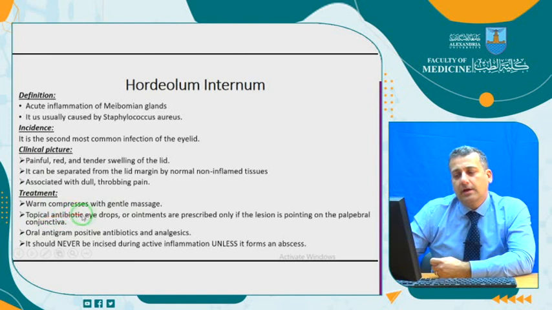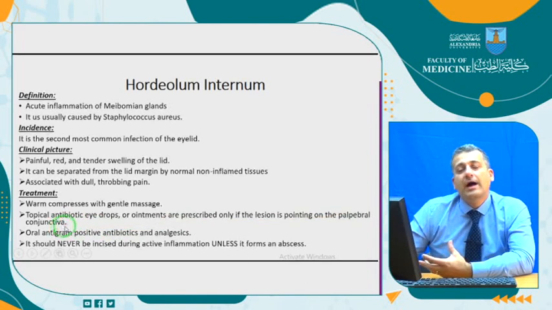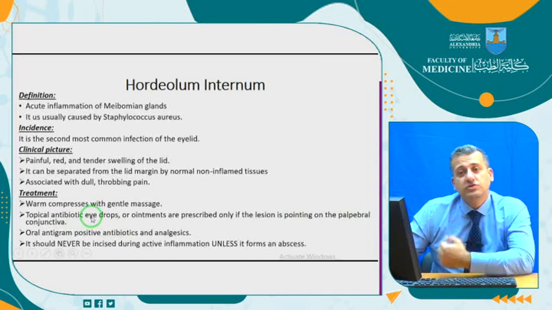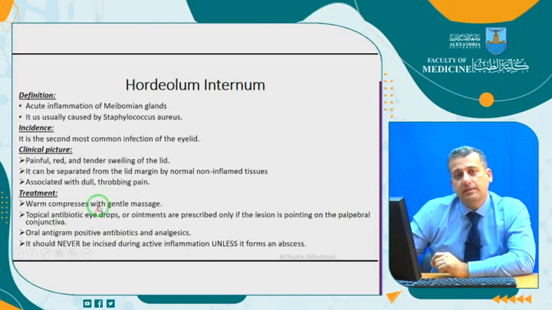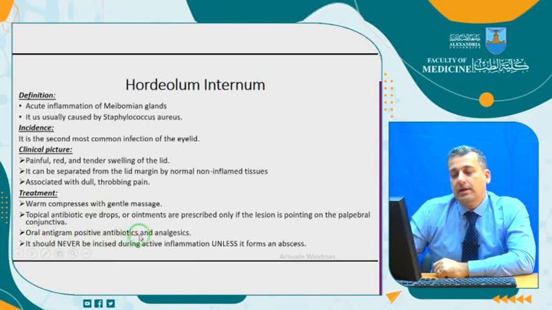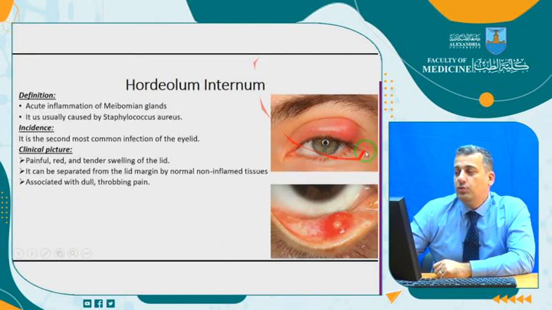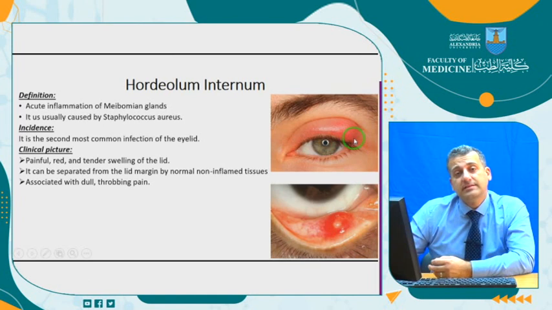Again, topical antibiotic eye drops or ointment are prescribed only if the lesion is pointing on the palpebral conjunctiva, because this is the route of absorption of the antibiotic eye drops or ointment through the conjunctiva if there is pointing, as we've seen in the previous slide. Oral anti-gram positive antibiotic and analgesics are prescribed. As we said, this swelling present here, we have to give it antibiotics through the blood. It will pass through the blood, and oral administration can help to resolve this condition.